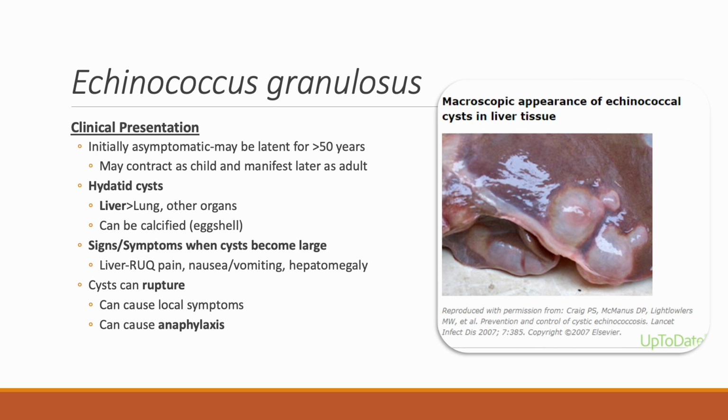Symptoms usually develop when the cysts become large, and in the liver can lead to right upper quadrant pain, nausea and vomiting, and hepatomegaly. Importantly, the cyst can potentially rupture, which can lead to local symptoms. For instance, if a liver cyst ruptures, it can affect the biliary system. Additionally, ruptured cysts can lead to an immune response with anaphylaxis.